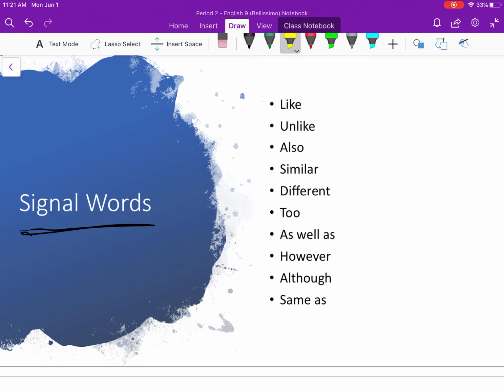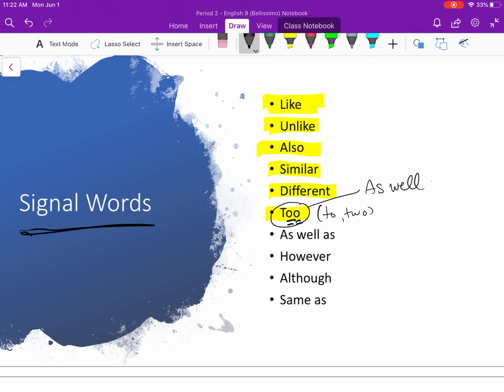Again, I'll show you an example coming up, but when you see words while you're reading, like the word like, if something is like or unlike something, we know that we're comparing two things. Also, similar, different, right? Again, we have that idea of comparing and contrasting. Too, keep in mind that we are using the double O of the too, not these twos, because when we have the two O's, it means as well as, or in addition to.